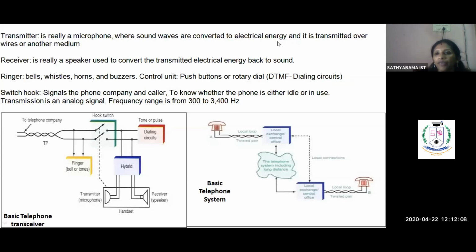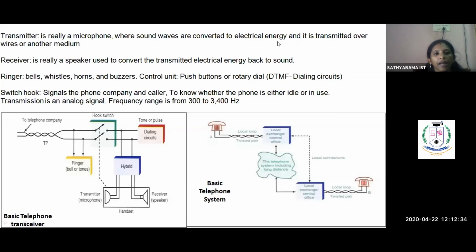Okay, and then we are having a control unit. The control unit is nothing but a push button or a rotary dial. You know, in some telephones you will be seeing a hook which is present in it. So when we take the hook, then only we will be getting a dial tone, through which we can click the numbers for the person whom we want to communicate with.